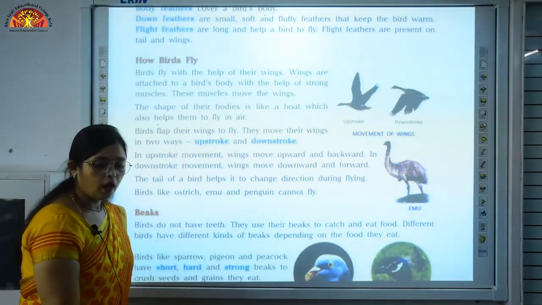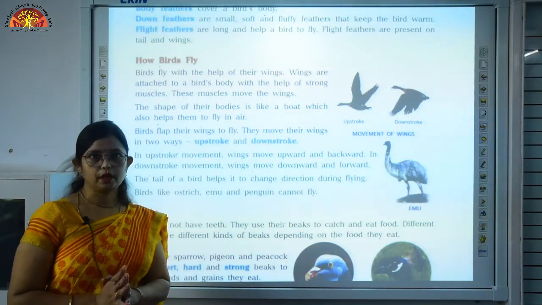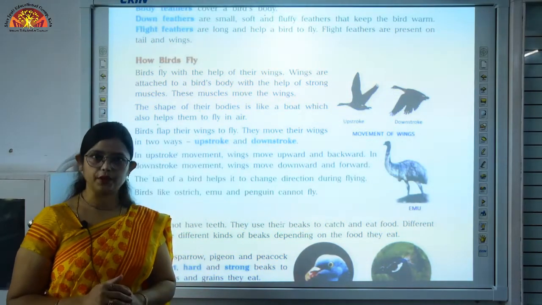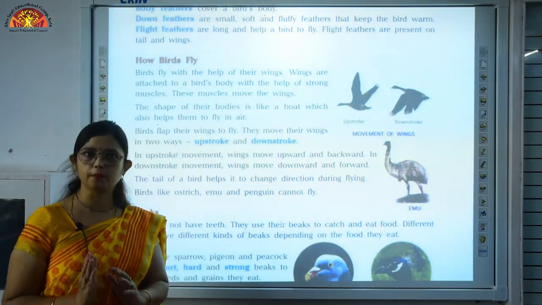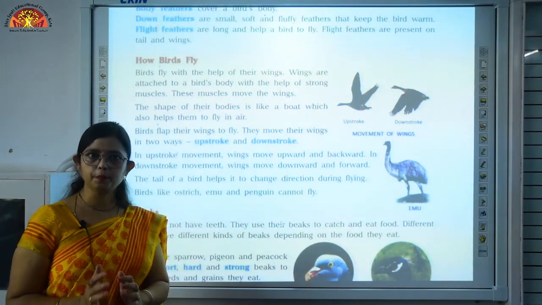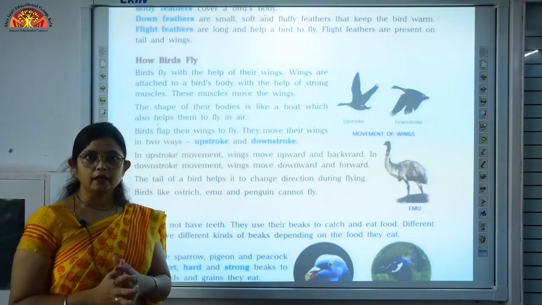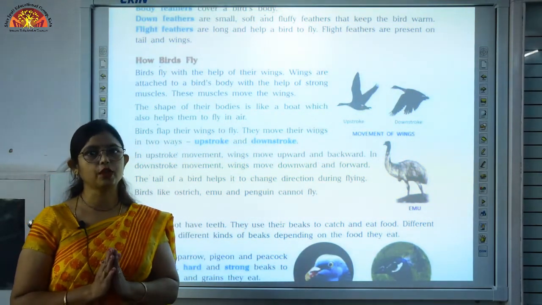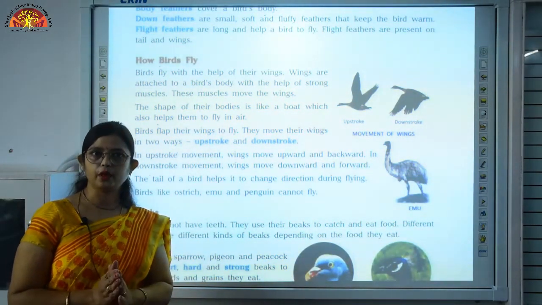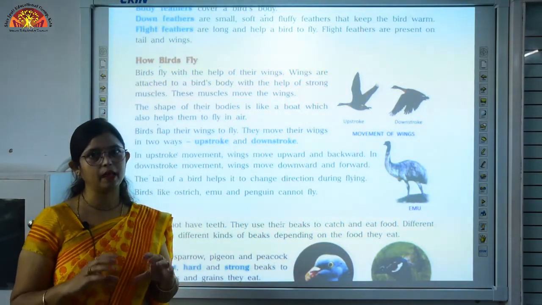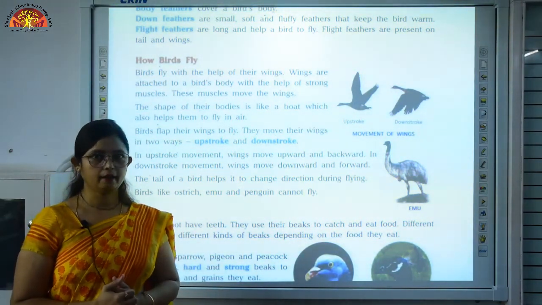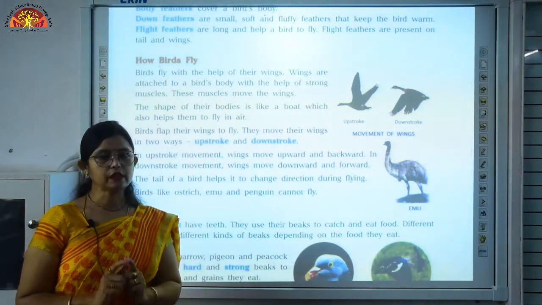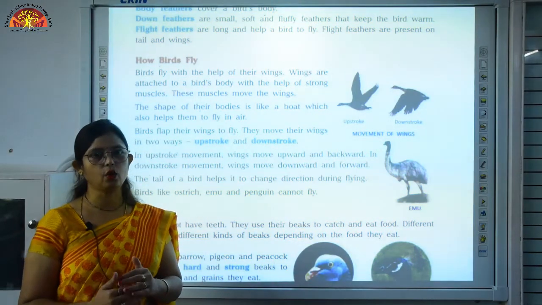So children, how do birds fly? There are two things which are required by a bird to fly. First of all, the wings. Wings are attached to strong muscles, and these muscles help the wings to flap. They cause the movement in the wings so that birds can fly. And second thing is the shape of their body. The shape of a bird's body is boat shape. This shape helps them to fly easily in the air. Now when they fly, they move their wings in two directions. First direction is upstroke and second is called downstroke.